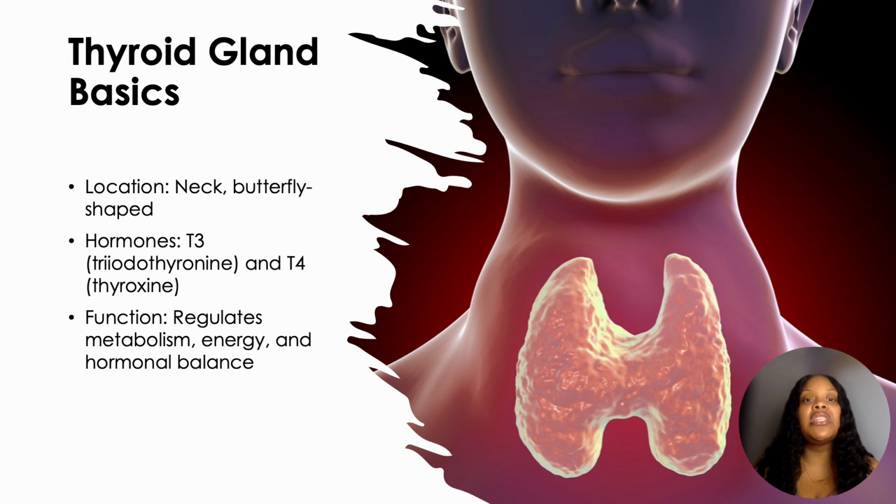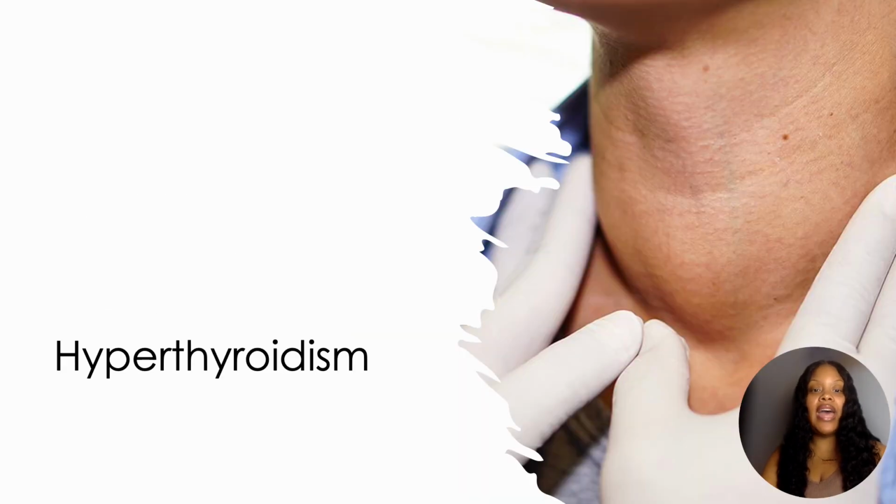It is responsible for producing two key hormones. You have T3, and that hormone plays a crucial role in regulating metabolism, heart rate, and body temperature. And then you have T4, which is a precursor hormone that converts into T3 in the body as needed. So it is so important to know the role of the thyroid gland. It is located in the neck, and it has a butterfly shape, as in this picture that's on the screen now. So let's talk about hyperthyroidism first.